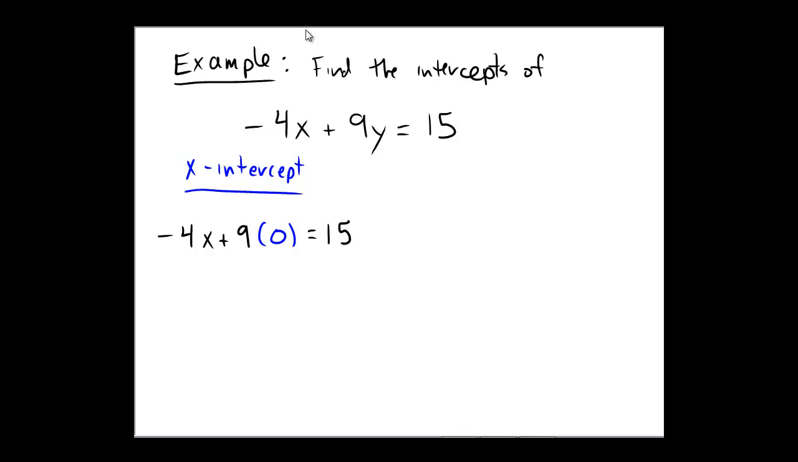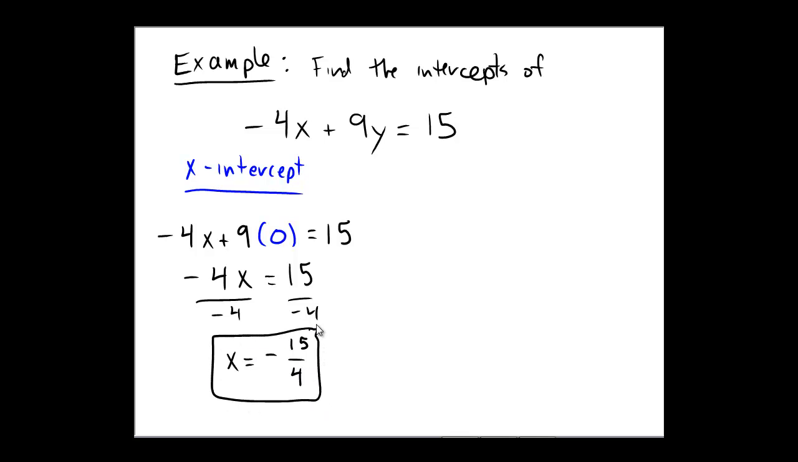Now, a little bit of algebra. Negative 4x plus, well, 9 times 0 would just be 0. So this is equal to 15. Divide by negative 4 and yield x equals negative 15 fourths. So x equals negative 15 fourths is the x-intercept of the line negative 4x plus 9y equals 15.